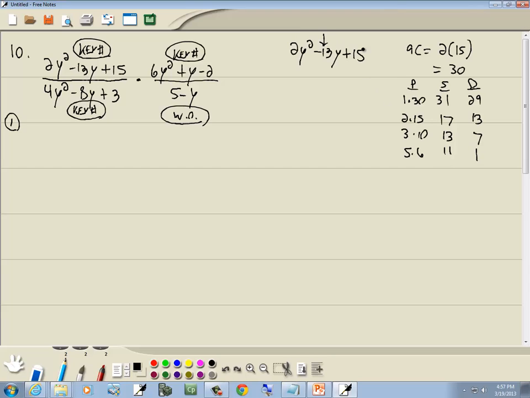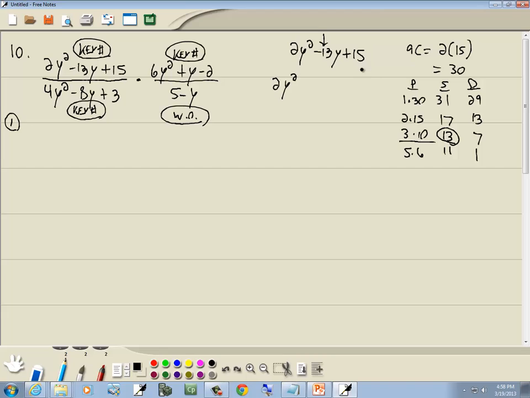The number we're looking for is the number in our middle term, which is 13. And we got two 13s, but the one we're going to use is the one in the S column. And the reason I know that is because my last term is a positive. The only way you can get a positive there is when they're the same signs.